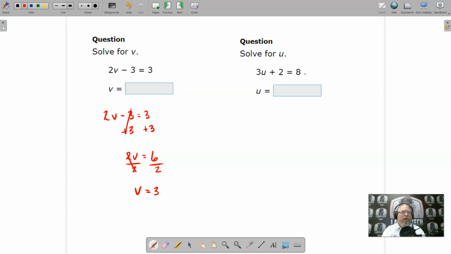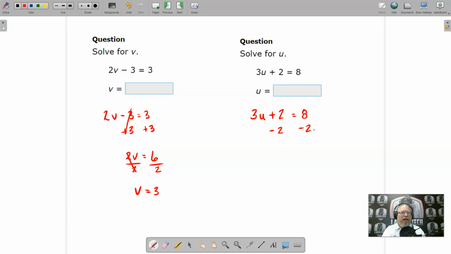3u plus 2 equals 8. So let's rewrite our problem. 3u plus 2 equals 8. So before I deal with the u tied to the 3 through multiplication, I have to deal with this plus 2. The opposite of 2 is negative 2.